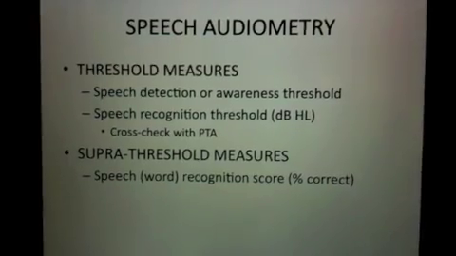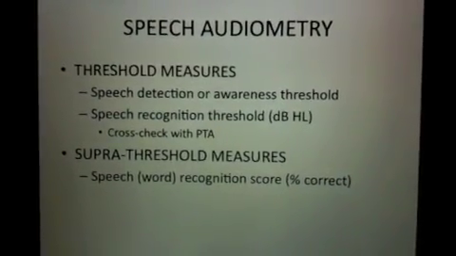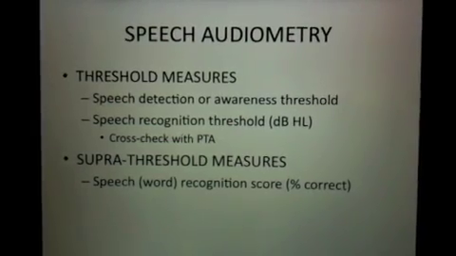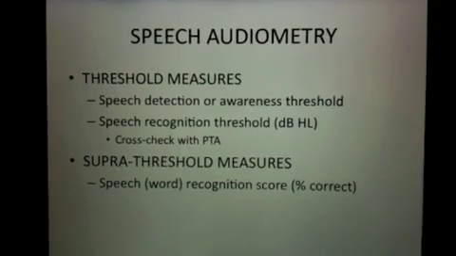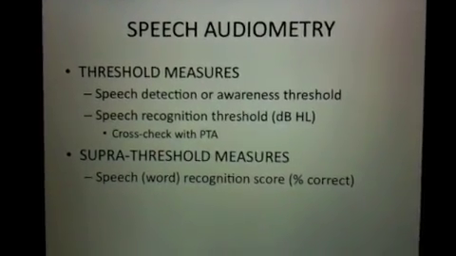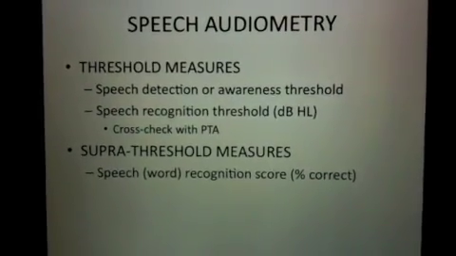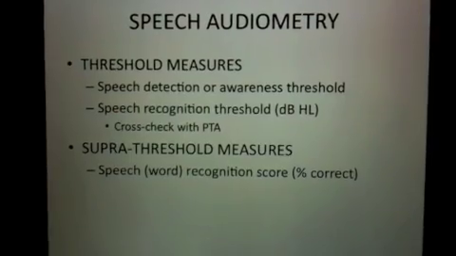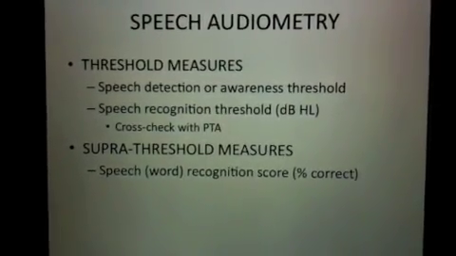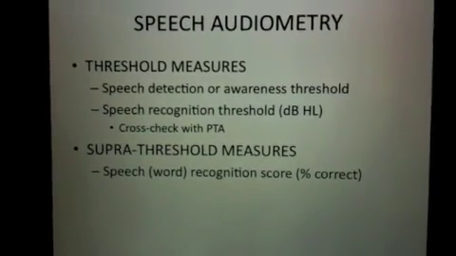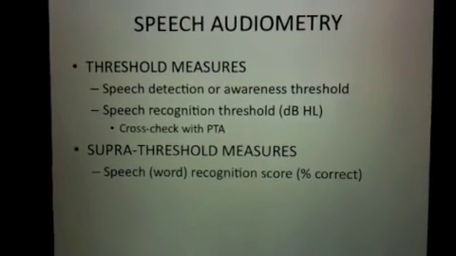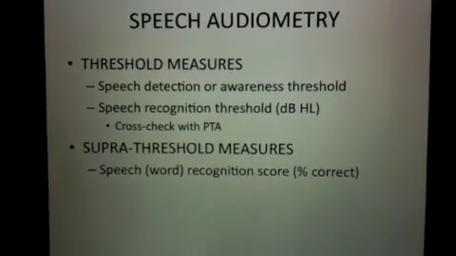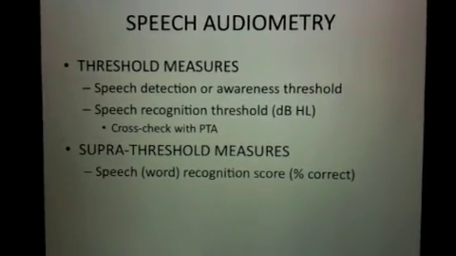The units of speech recognition thresholds are in decibels hearing level, like we would see for pure tones. One benefit of the speech recognition threshold is that it allows us to cross-check with the pure tone average results. The speech recognition threshold and the pure tone average should be within approximately 5 or 10 decibels of hearing level between each other. If they're not, you should explore further why they are different. And in the lesson notes, I provide some potential reasons why there would be a discrepancy between the speech recognition threshold and the pure tone average.